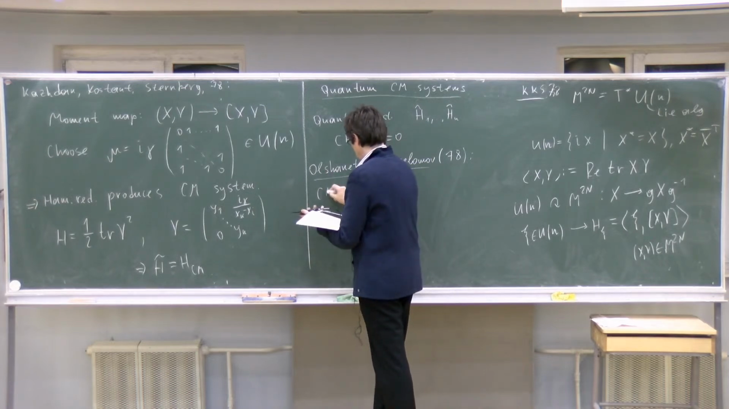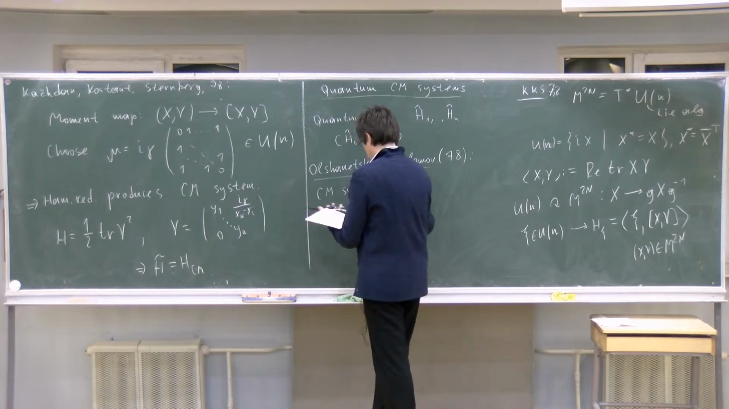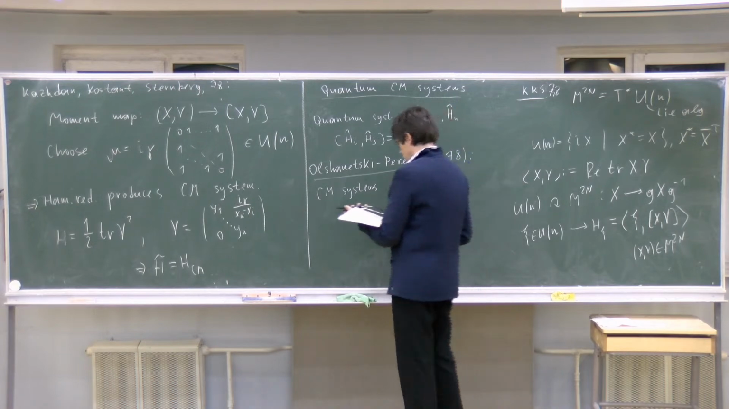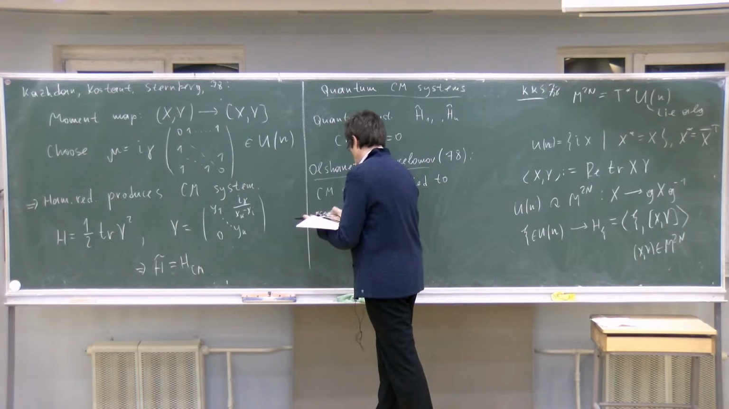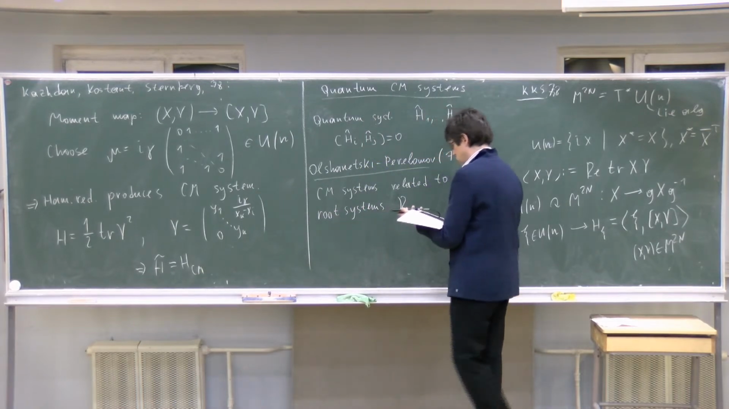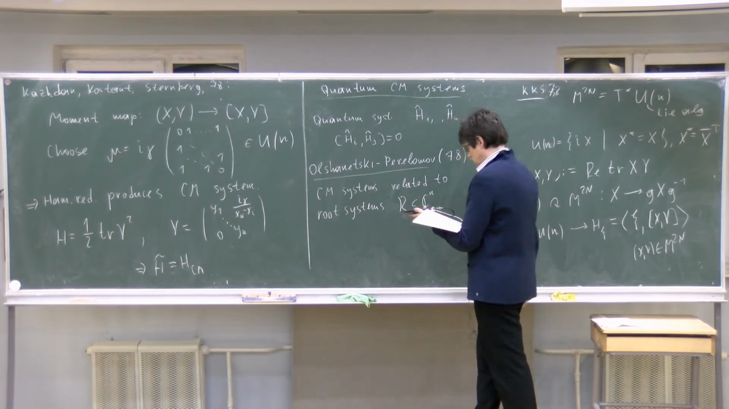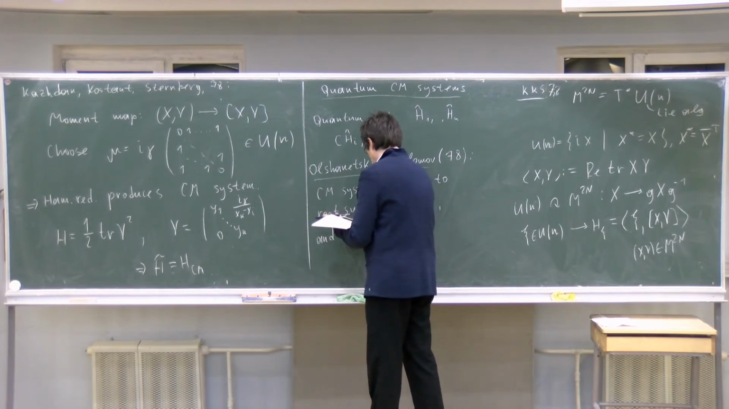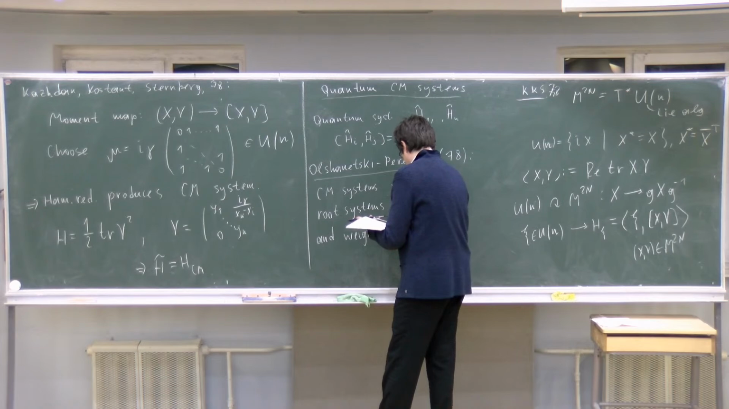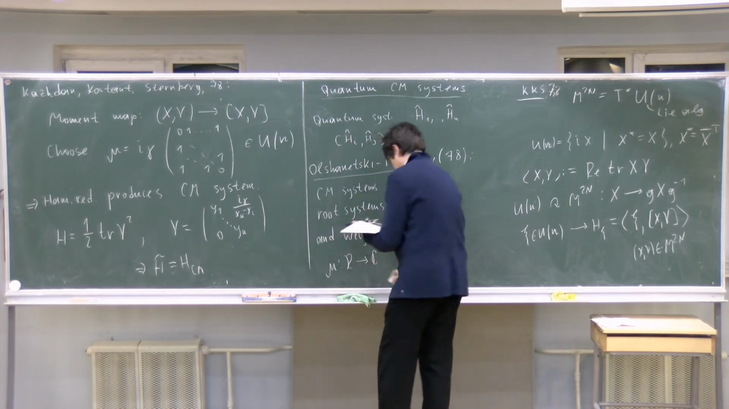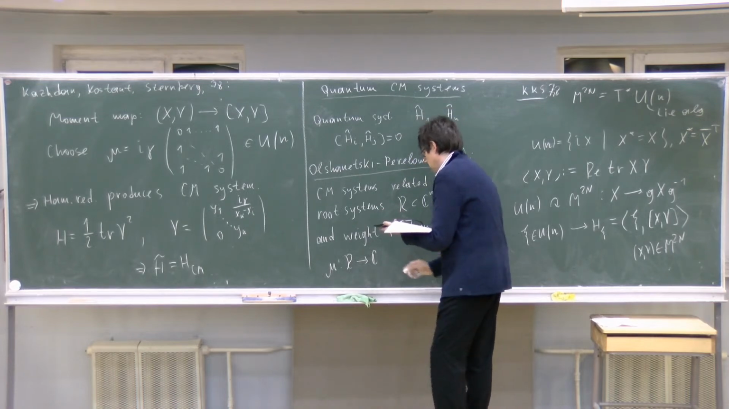These systems are related to the root systems, certain root systems, the classical root systems, in vector space C^n, together with a weight function mu from R to C, which is invariant with respect to the Weyl group.